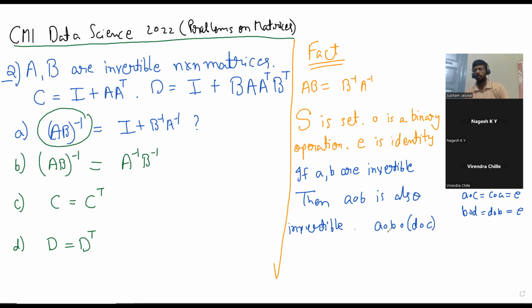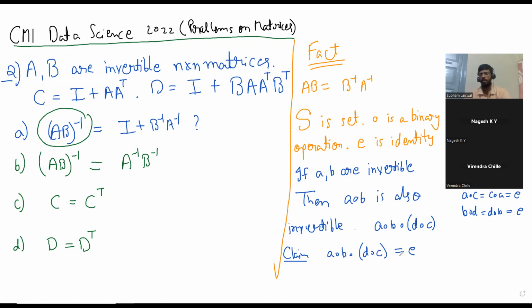I will prove that this is equal to identity. So can you people do that? Right. The claim is that this is equal to identity.